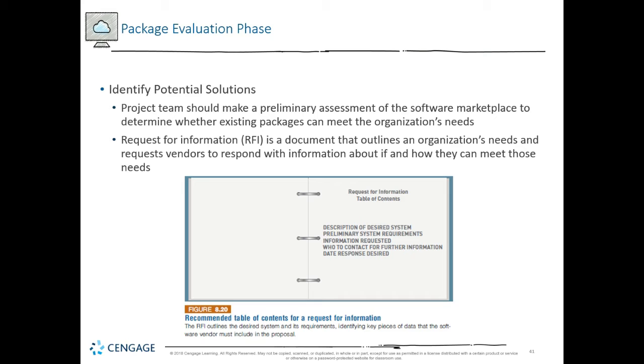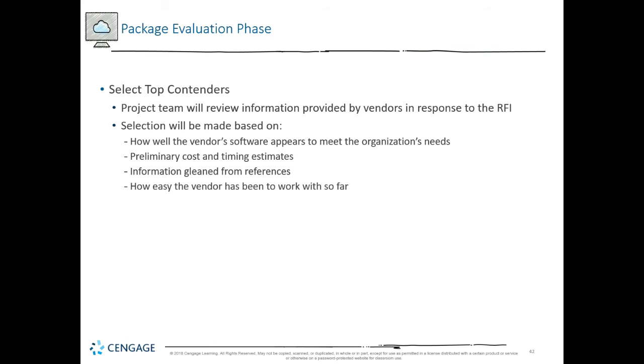A request for information, RFI, is a document that outlines an organization's needs and requests vendors to respond with information about if and how they can meet those needs. Figure 8.2 recommends the table of contents for the RFI.